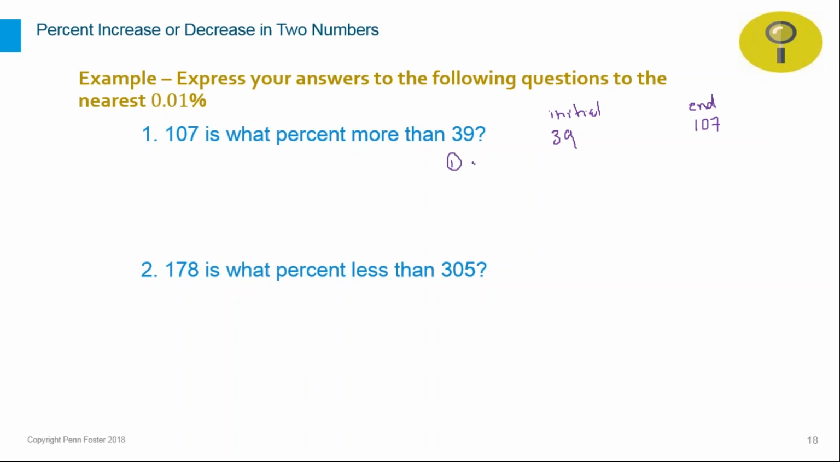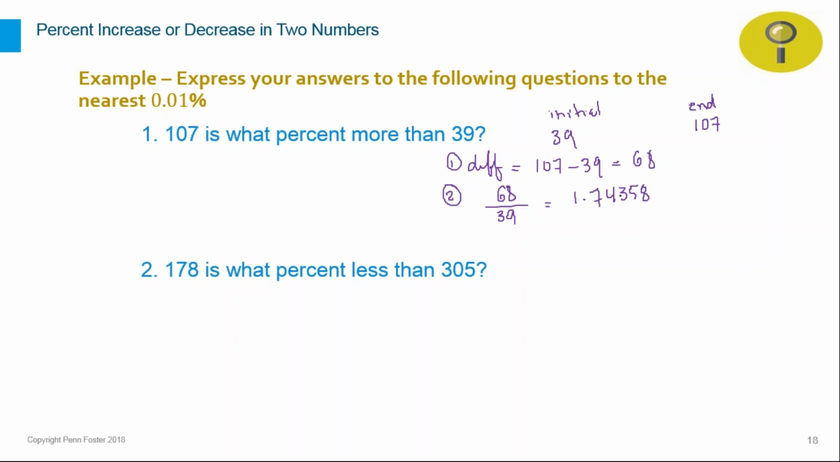Step one, the difference. You're going to do 107 minus 39, which gives you the difference in units, not percent. So subtract, and that will give you 68. Number two, divide the difference over the initial value. The initial value is 39, so divide 68 over 39, and that will give you 1.74358.